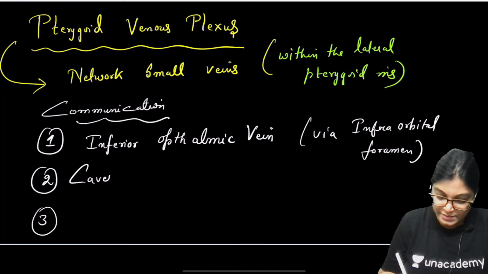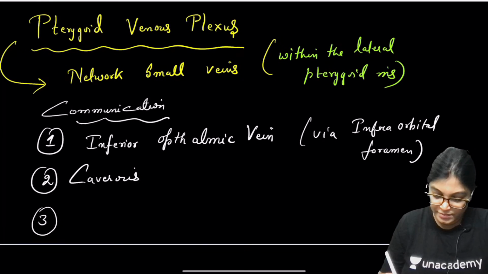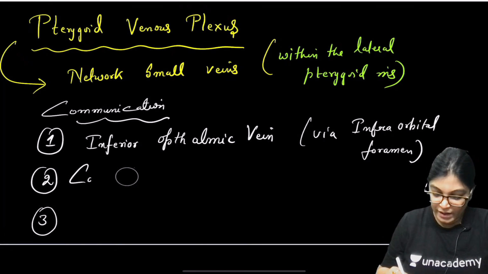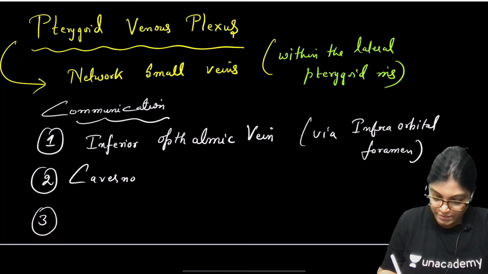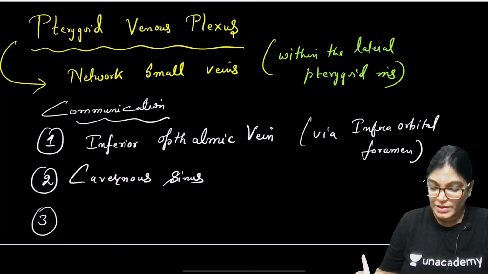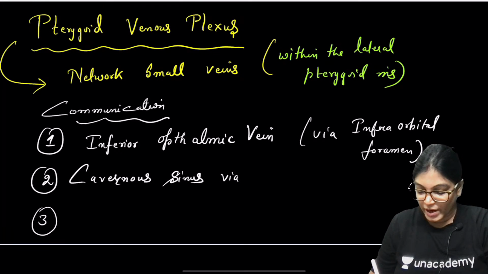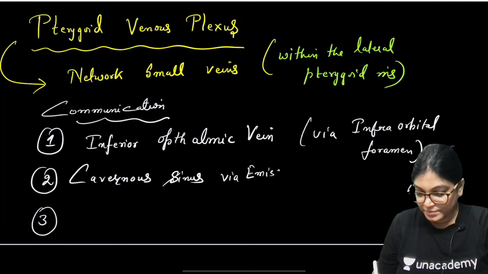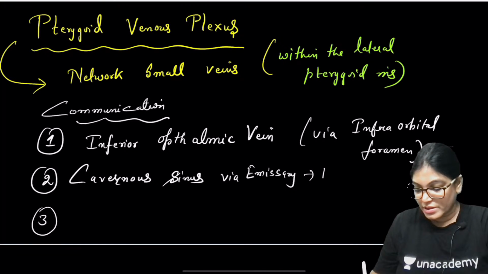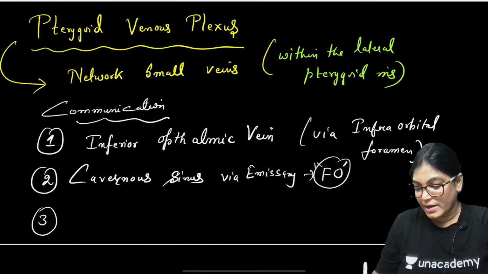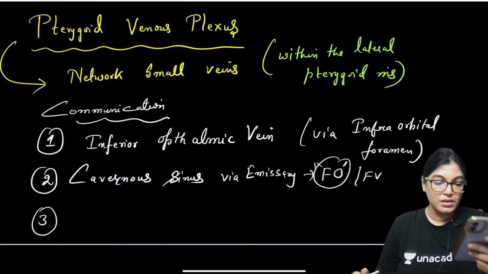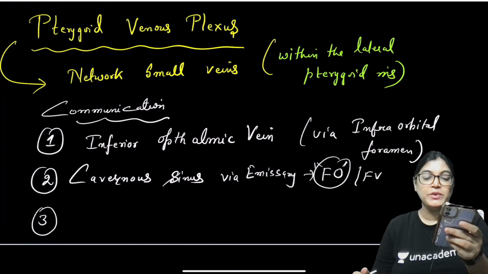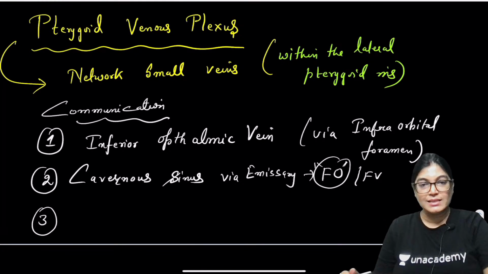Cavernous sinus communication is via emissary veins. These emissary veins pass through the foramen ovale, foramen vesalius, and all these foramens located in the infratemporal region. Yes, Satyajit Behera, that is important.